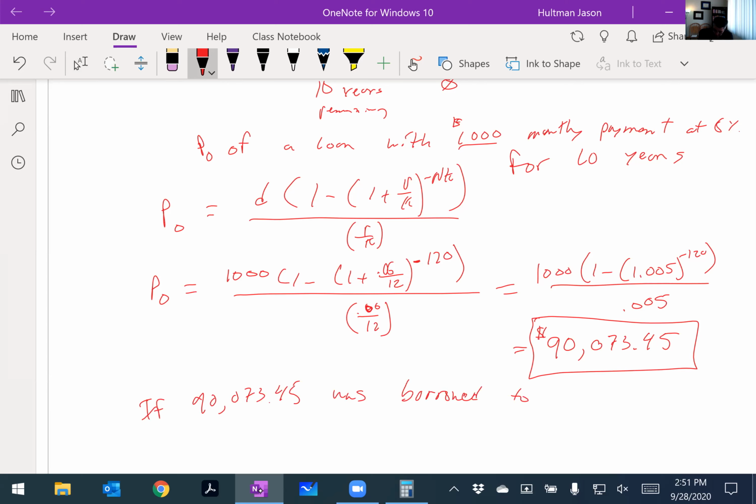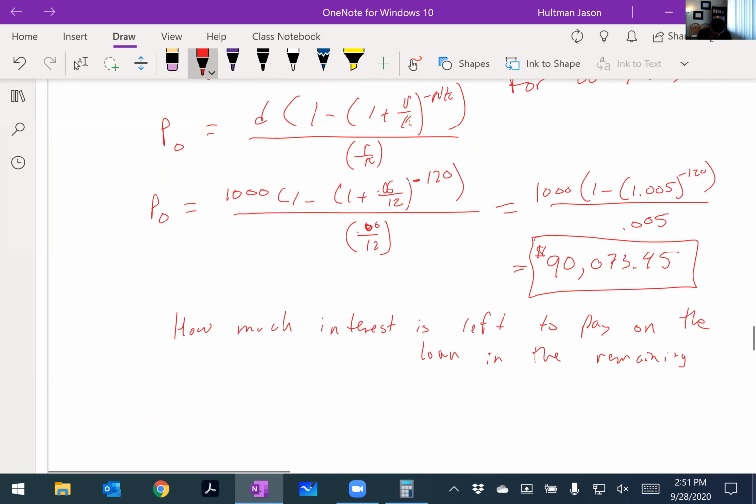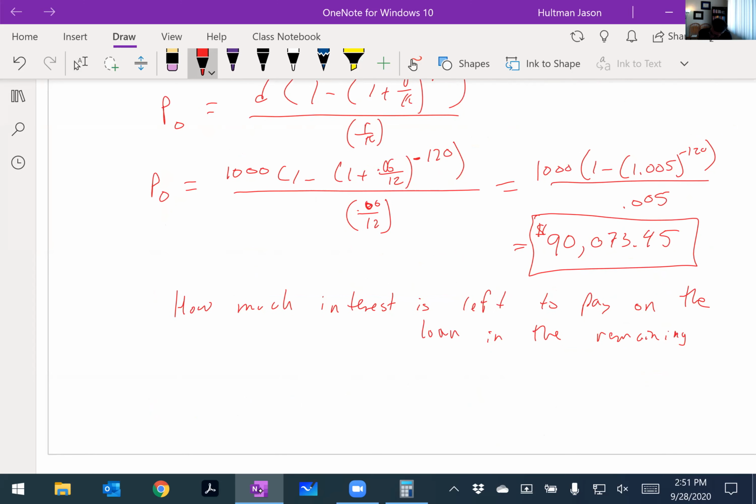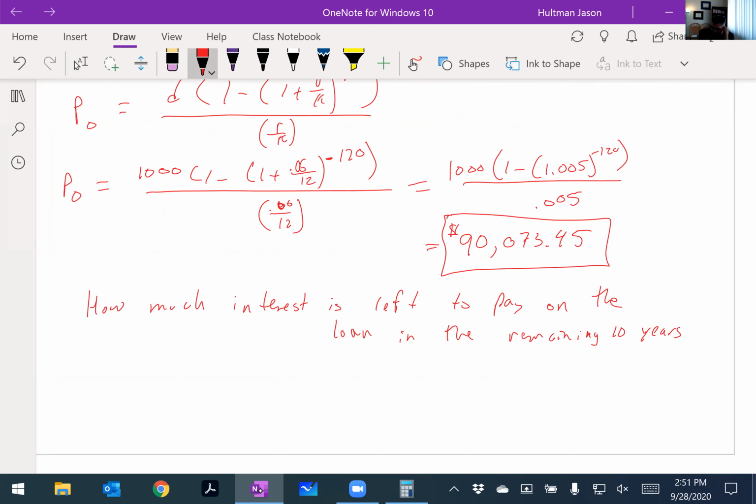how much interest is left to pay on the loan in the remaining 10 years? How much interest is left to pay on the loan in the last 10 years?